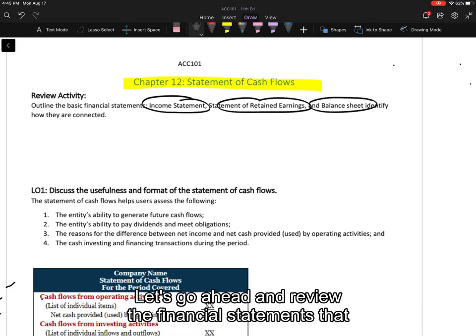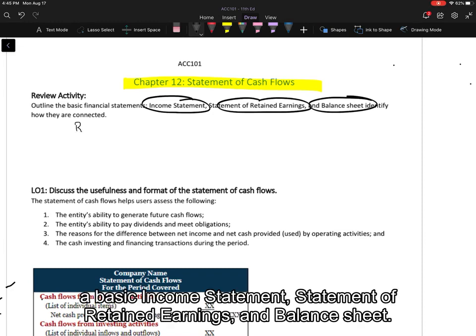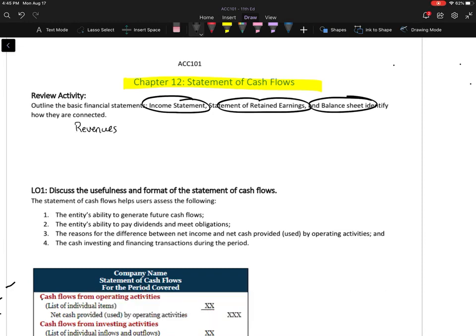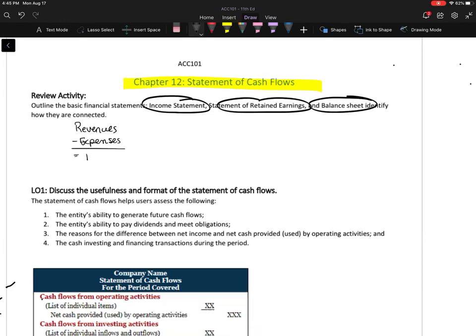This chapter focuses on the very last financial statement, the statement of cash flows. So let's go ahead and review the financial statements that you are already familiar with. Go ahead, if you can, and lay out a basic income statement, statement of retained earnings, and balance sheet. You don't have to do fancy ones, just a simple income statement will do.